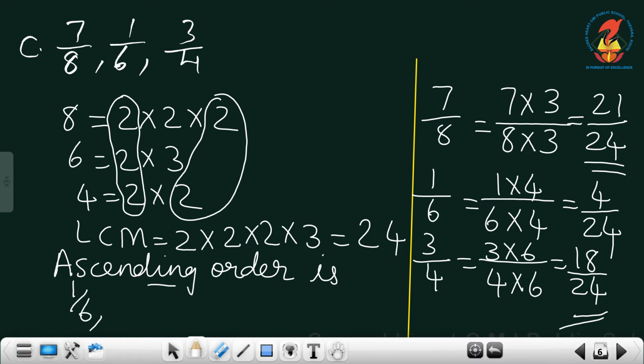So, I need to write 1 by 6 first. After that, see, the next smaller one is 18 by 24. 18 by 24 is 3 by 4, right? So, 3 by 4. The last one is 21 by 24. 21 by 24 is 7 by 8. Okay. And so, ascending order is first we need to write 1 by 6, after that 3 by 4, after that 7 by 8. Is it clear? Okay.